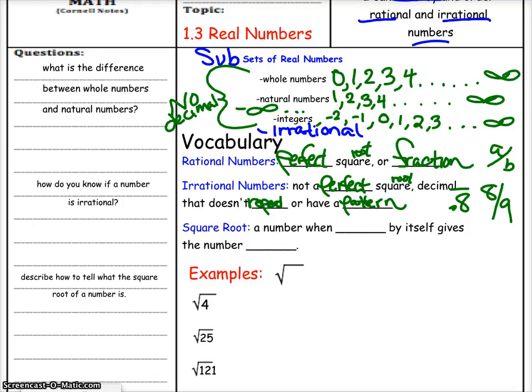So any repeating ends with a 9. So if it's 0.7 repeating, it would be 7/9. If it's 0.76 repeating, two numbers are repeating. It would be 76/99. That's how you do that.